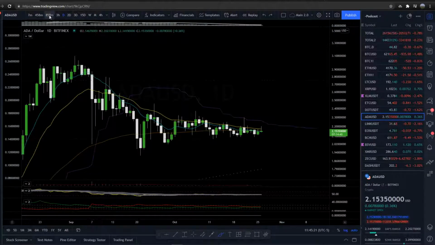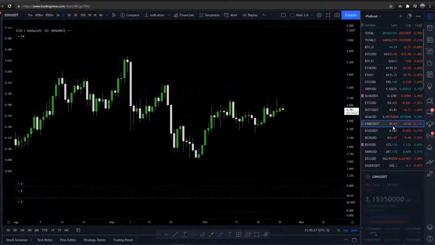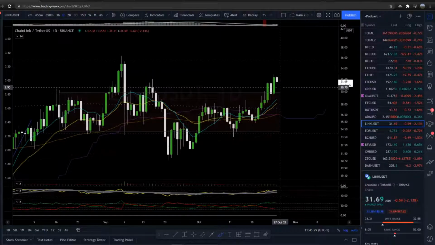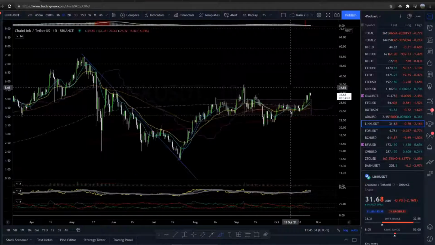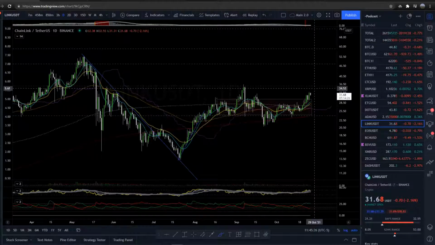So it's a hurry up and wait thing. There is nothing to do with this chart. It is just a squeeze, squeeze, squeeze fest. Linky, what are you doing? Linky is actually breaking out here. It's pretty damn sexy above the 30 handle. It does kind of look like it wants to come and take a stab at 35 again.